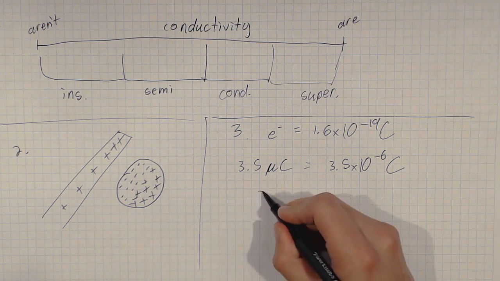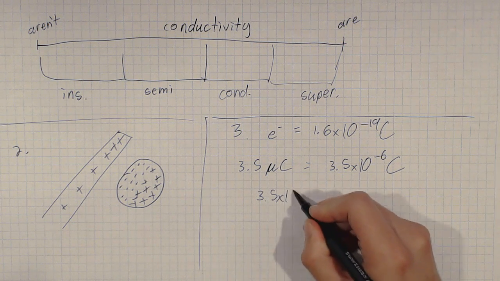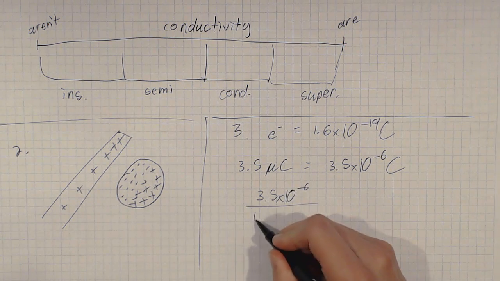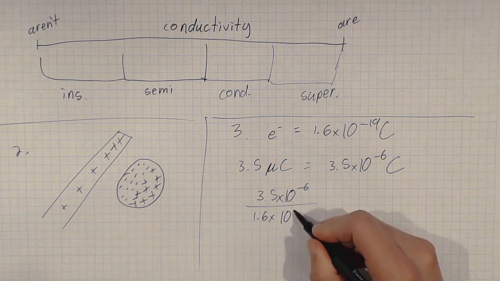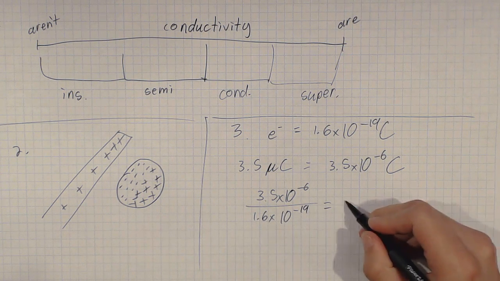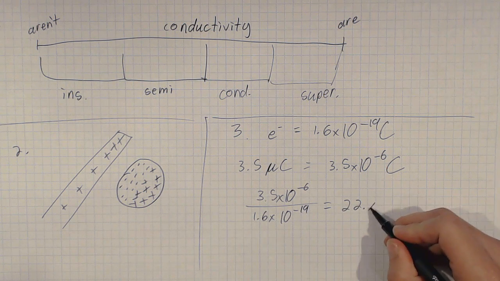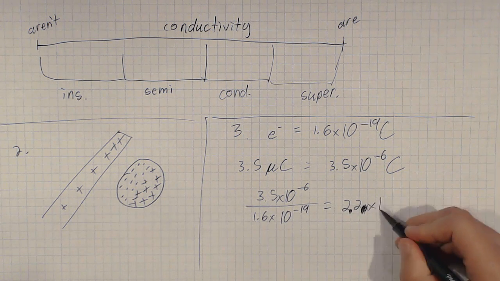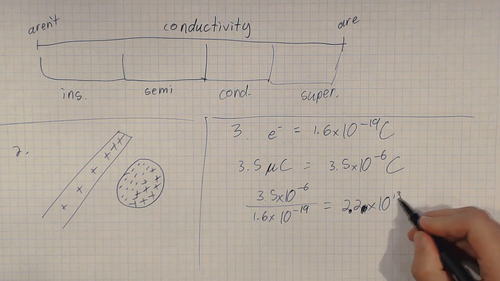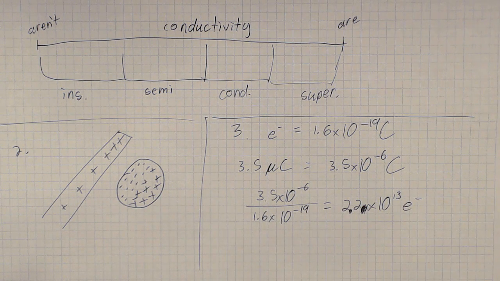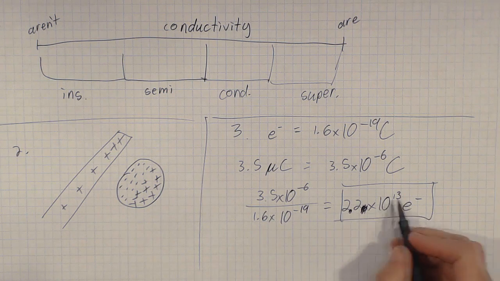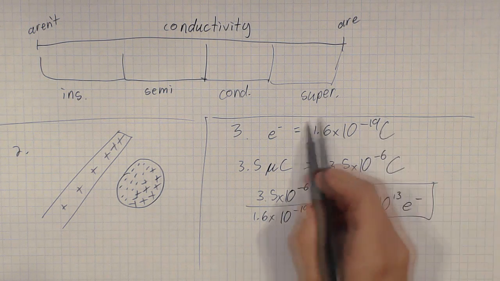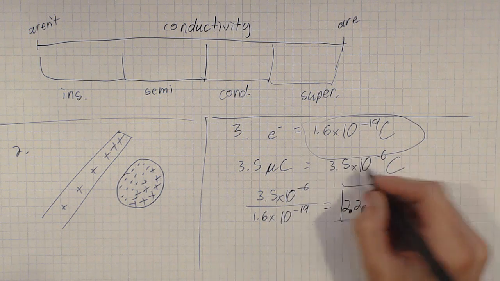So all you do is you divide 3.5 times 10 to the negative 6th by 1.6 times 10 to the negative 19th, and you get 2.2 times 10 to the 13th electrons. So that's your answer. That's how many electron charges, this value, are needed to make up that charge.